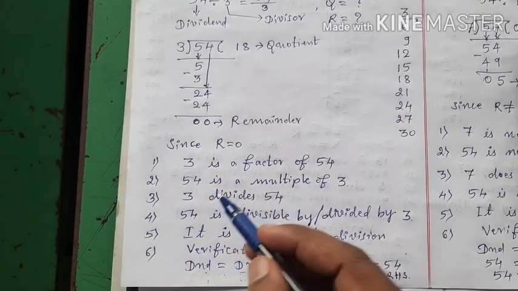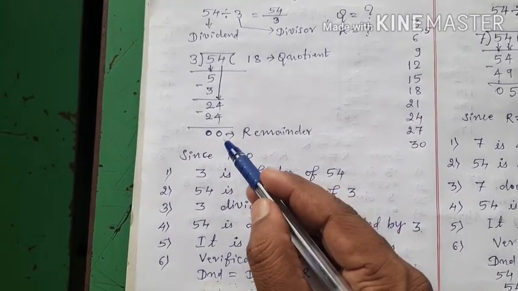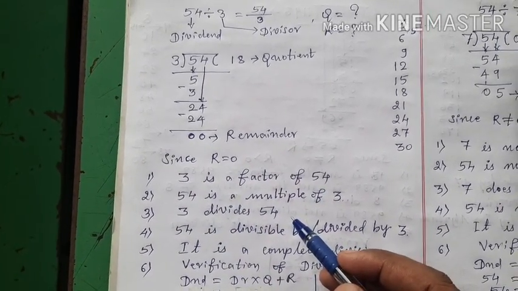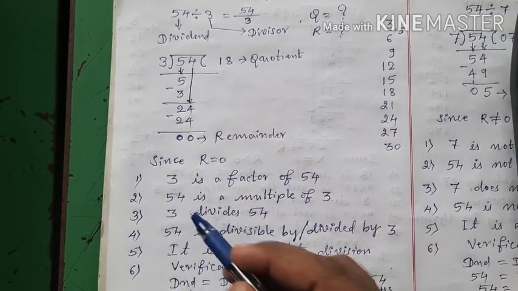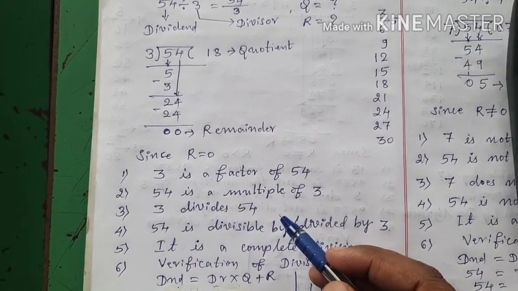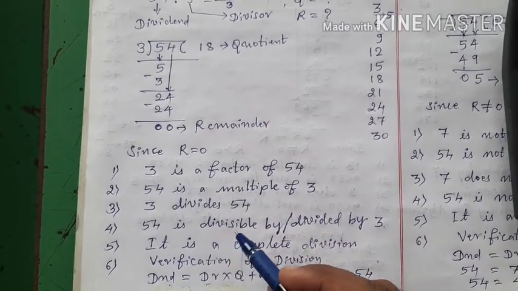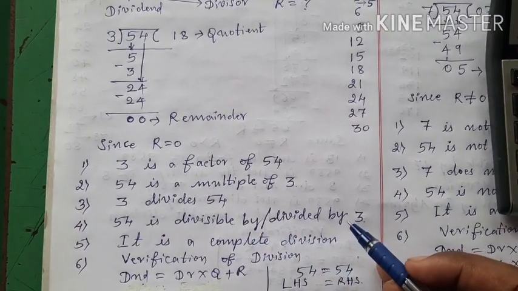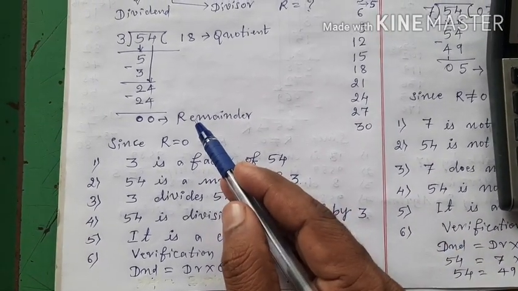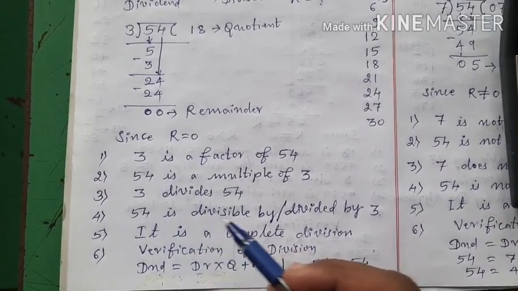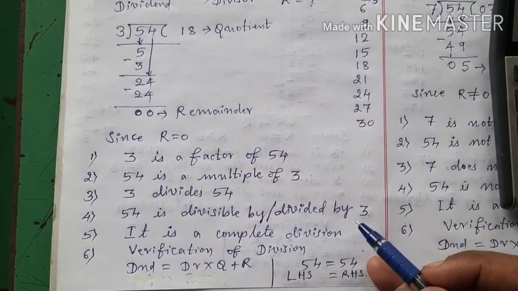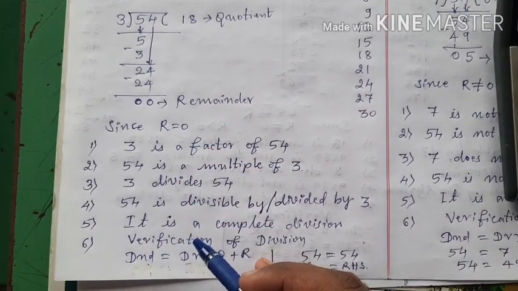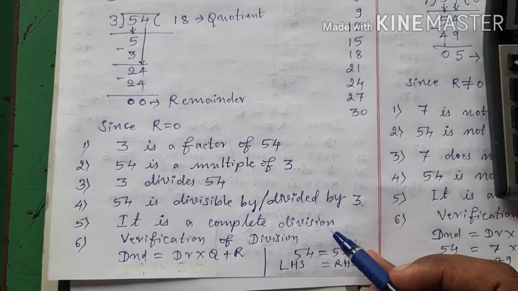When should I say 3 divides 54? If the remainder comes 0 here, then only I should say 3 divides 54. Otherwise, I cannot say 3 divides 54. And I can also say 54 is divisible by 3 or 54 is divided by 3, only if the remainder comes 0. And if the remainder comes 0, we can also decide that it is a complete division.